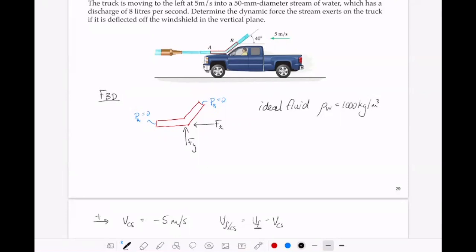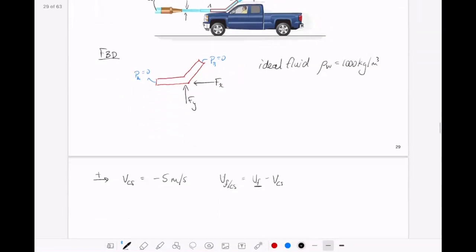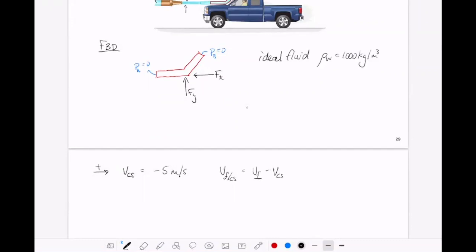In the question, we know Q is equal to 8 liters per second. And we know the diameter of the stream of water is 50 millimeters. So the absolute velocity of our fluid, we can find from our volume flow rate equation. Q is equal to V_F times A_F.